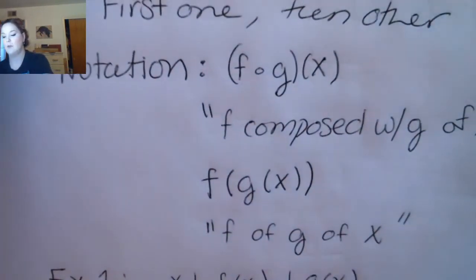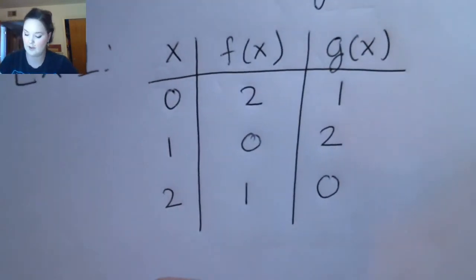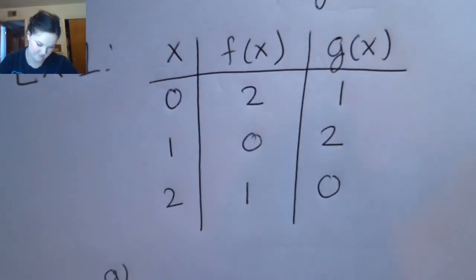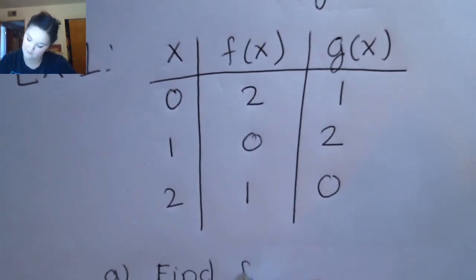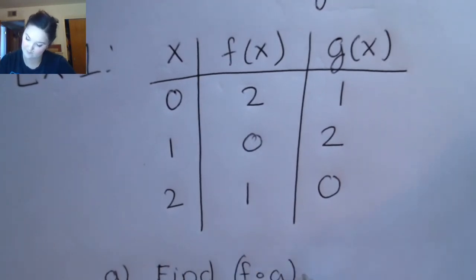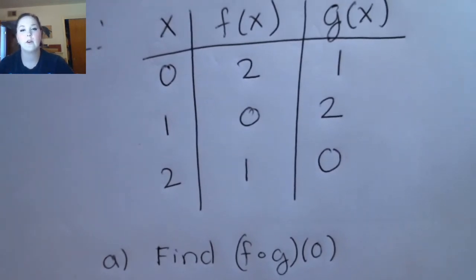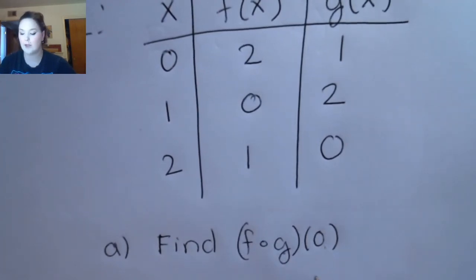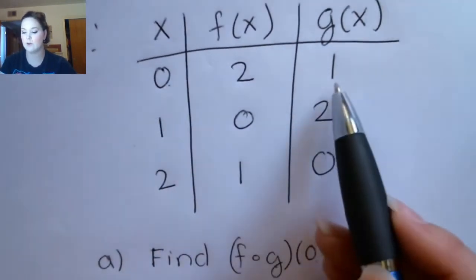So here's our table of values for f and g, and we're going to find some compositions. We talked about first one and then the other. So which one do you plug into first? It's the closer one. So you would find g of 0. We're going to use the table. If x is 0, g of x is 1.